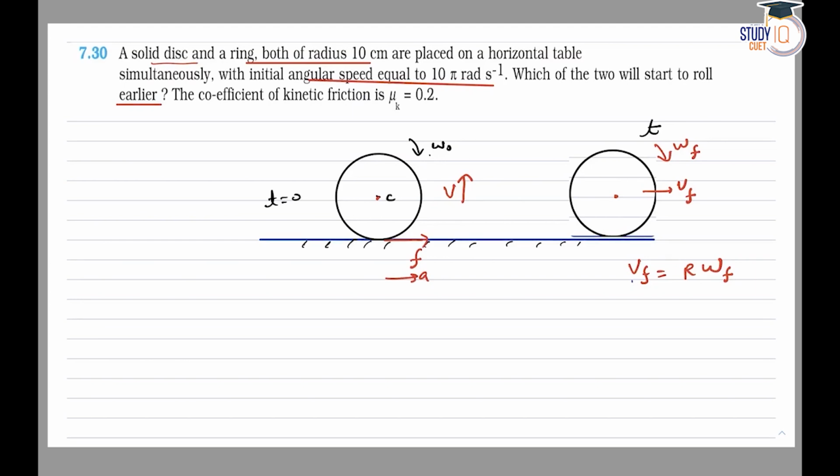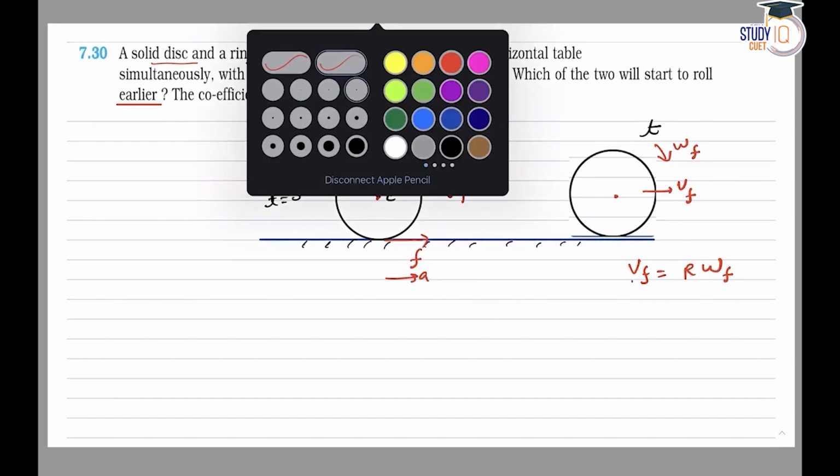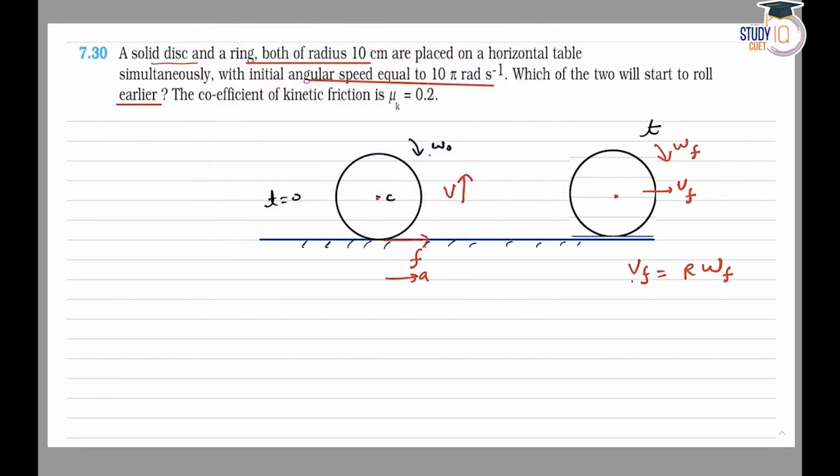The linear acceleration of the body can be written as frictional force by mass. As both have the same mass, acceleration is equal to F by m. As slipping is there, the frictional force can be written as mu k into N, that is equal to mu k mg, divided by m. So the translational acceleration comes out to be mu k into g.